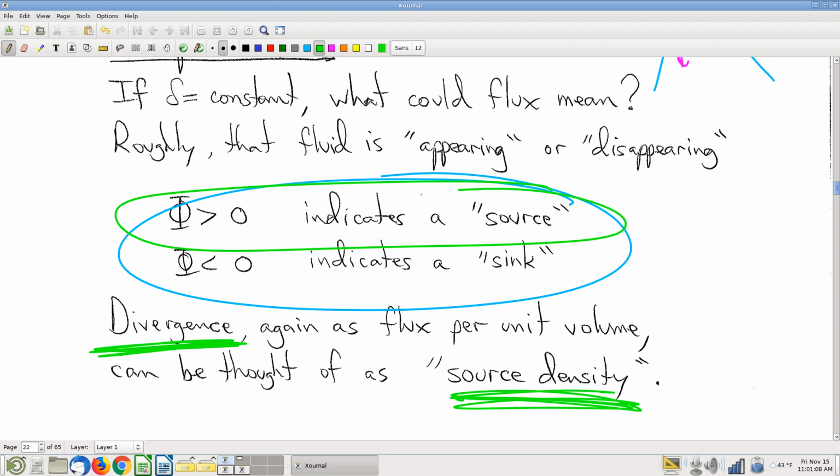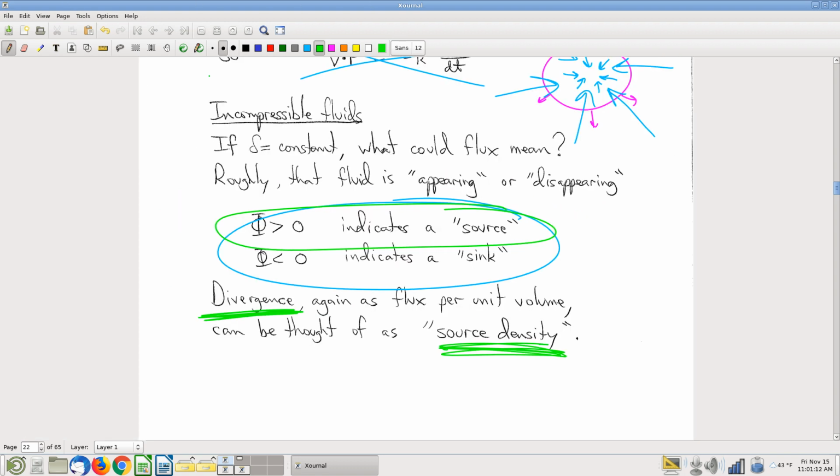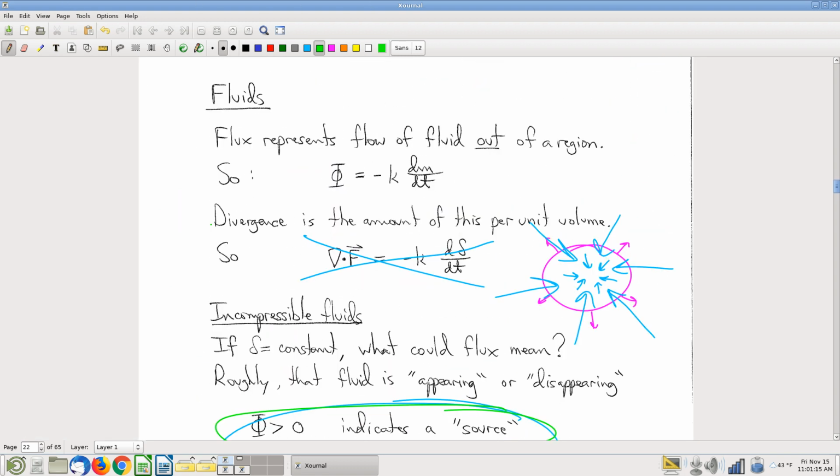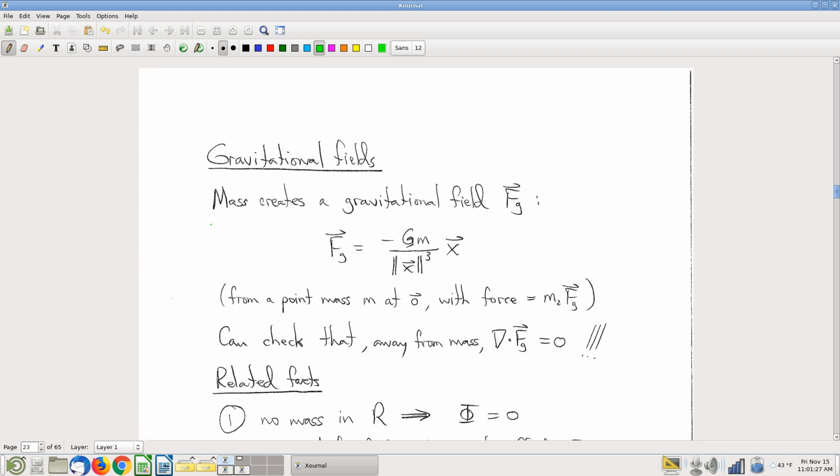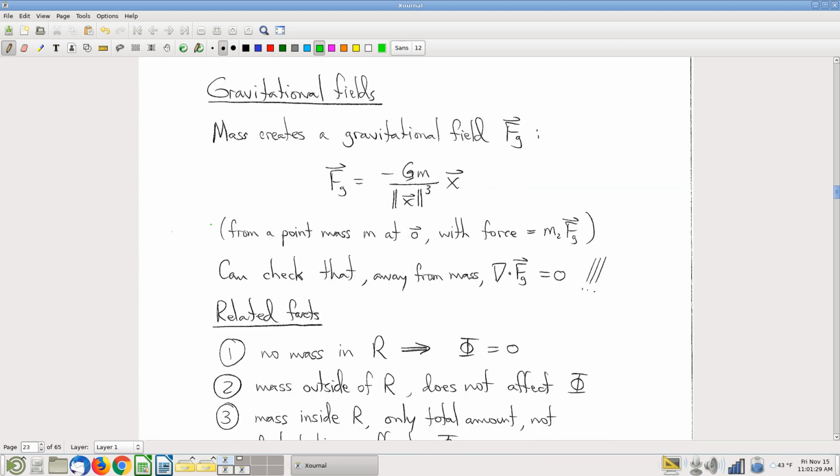Okay, so that's way more time than I had planned to spend on this page of notes, but I do think it's really important to have good ability to interpret geometrically the flux and divergence. Fluids are the natural way to think about those things. But now I do have to move on, and we're going to talk about things that physicists use more. Anyways, it's different. But let's talk about gravitational fields.